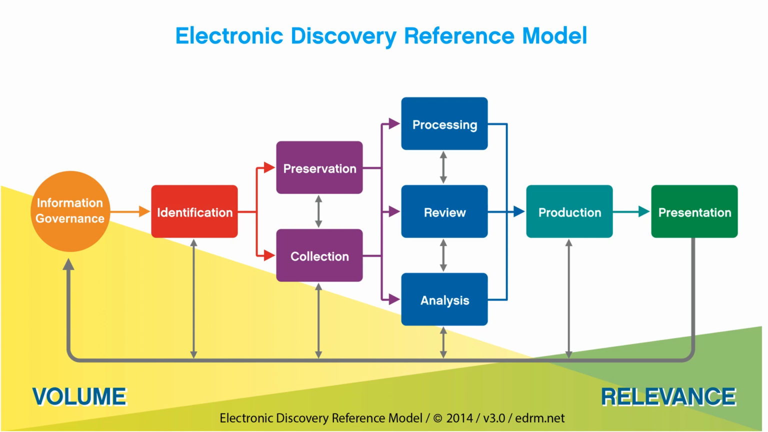Same with identification, preservation and collection, then processing, review, and analysis, production, and presentation. And as you can see, the volume goes down, but the relevance goes up. And so there's this kind of Venn diagram of where our information is both voluminous and relevant. But at the same time, at the end of the day, you can't present it all. And you have to really think about what is the most important parts of the case for both sides.